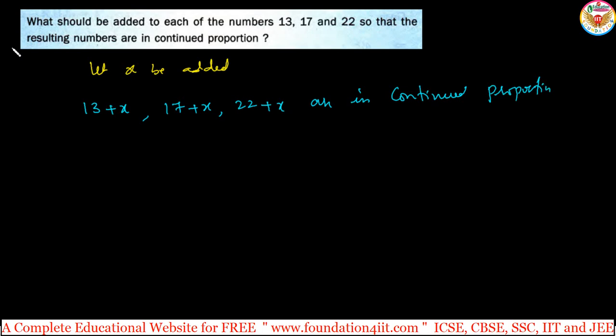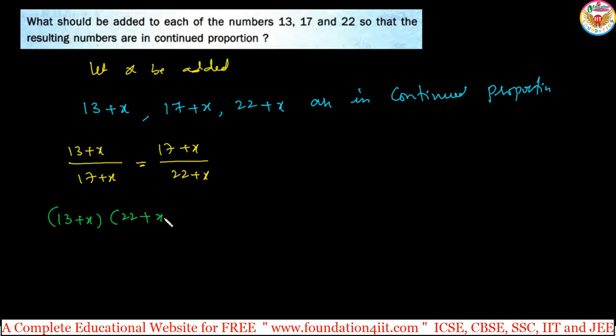Then as per the continued proportion rule, the first to second quantity ratio is equal to the second to third, right? So (13 + x)/(17 + x) = (17 + x)/(22 + x). Do cross multiplication and simplify. Cross multiplication: (13 + x)(22 + x) = (17 + x)(17 + x), that is the whole square.